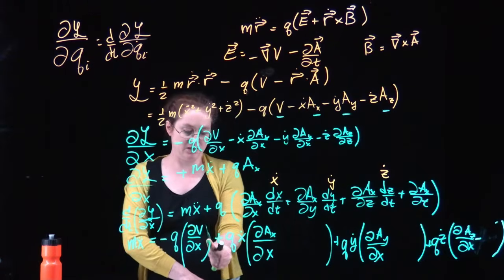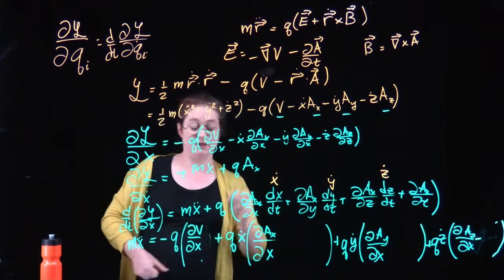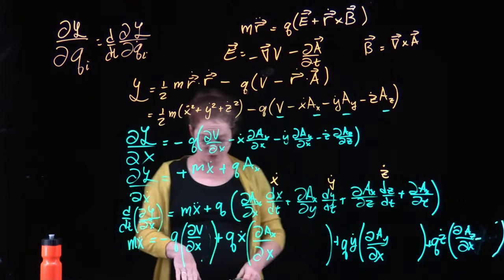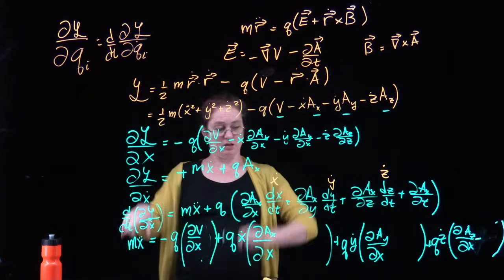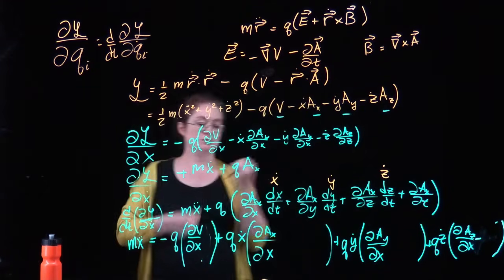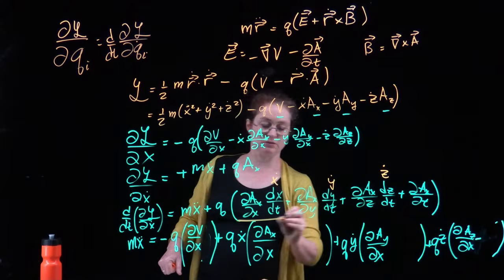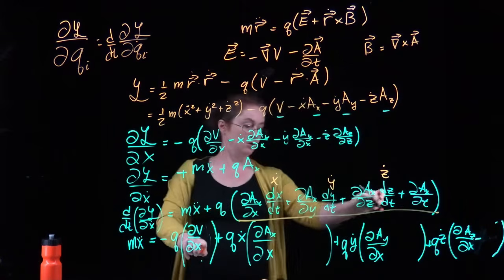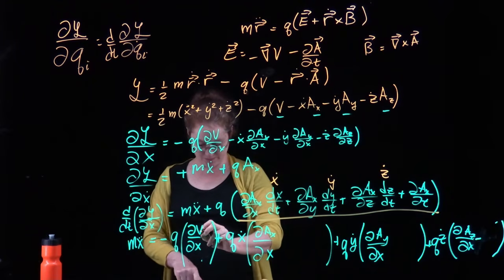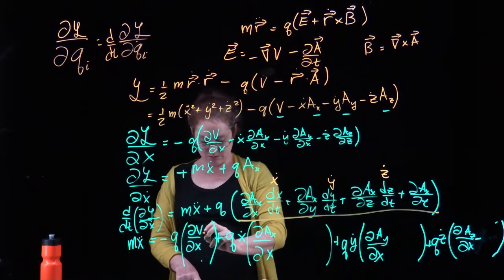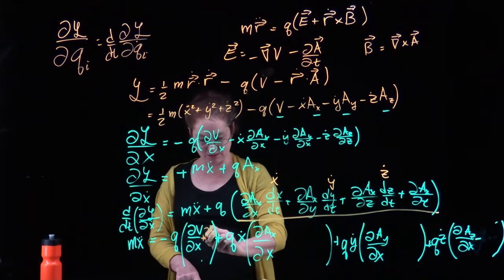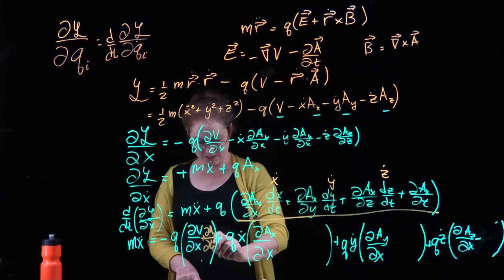Yes, and I actually need to squeeze in a term here. What I'm going to do is put all of the terms from this in this color. So now, here, I have a partial ax partial t.